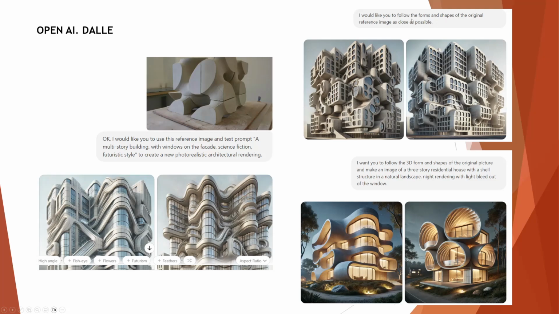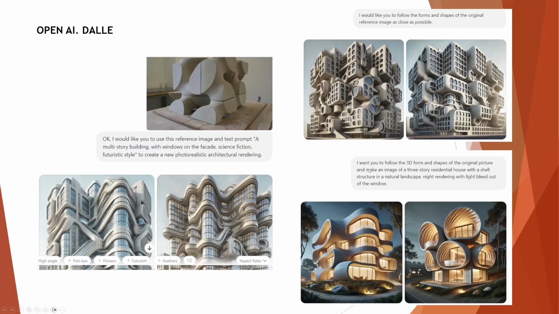And then I give another round of text. This is how you can refine your text prompt based on the previous outcome. I tell DALL-E to follow the forms and shapes more closely, because I think this one deviates a little bit too much from my original image. In the second round, you see the images are a little bit closer to the original picture, right? Then I tell DALL-E to do another round of editing. I want you to follow really closely the 3D form and the shapes of the original picture.